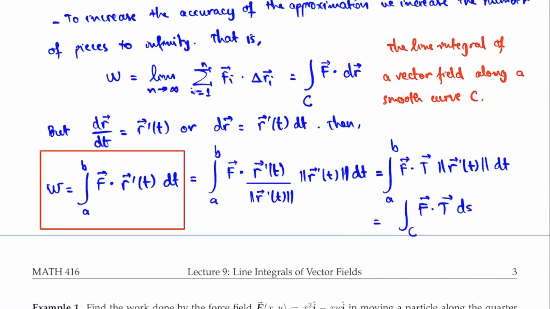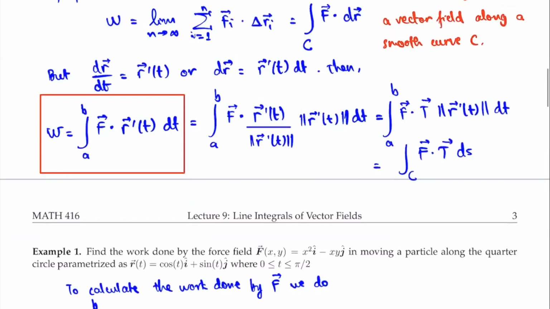There are a lot of formulas on this particular page. This is the definition. We're going to look at this definition a little bit later. But in practice, what we use is this formula to calculate the work done. So this is the definite integral of the vector field dotted with the tangent vector, and it depends on t.